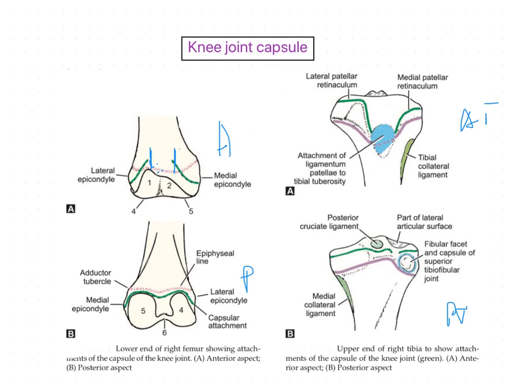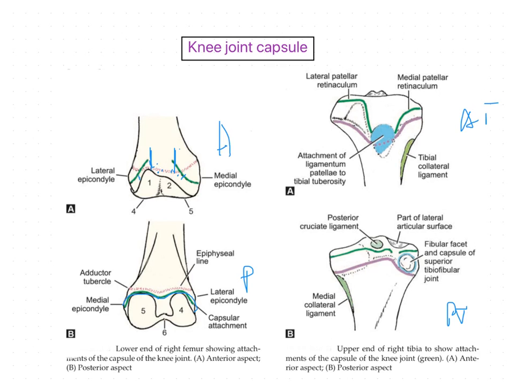Now we will see the femoral attachments of the knee joint capsule. Anteriorly it is deficient. And it is attached about half to 1 centimeter beyond the articular margins. These attachments have special features. One is anteriorly it is deficient, and posteriorly it is attached to the intercondylar line.